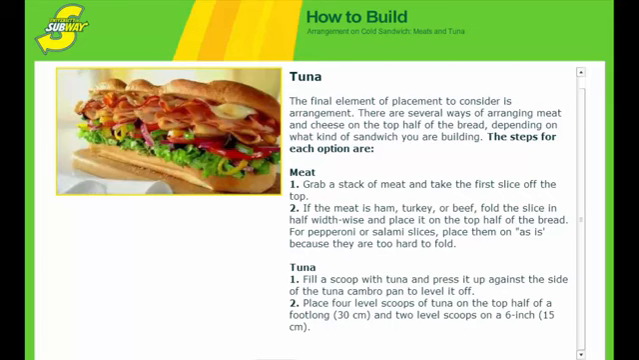1. Fill a scoop with tuna and press it up against the side of the tuna Cambro pan to level it off. 2. Place 4 level scoops of tuna on the top half of a foot-long (30 cm) and 2 level scoops on a 6-inch (15 cm).